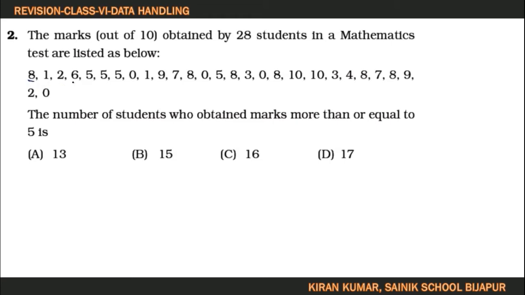8 is more. 6, 5, 5, 5. Then we have 9, 7, 8, 5, 8, 8, 10, 10, 8, 7, 8, 9. So 1, 2, 3, 4, 5, 6, 7, 8, 9, 10, 11, 12, 13, 14, 15, 16, 17. So totally there are 17 students who have scored the marks greater than or equal to 5.